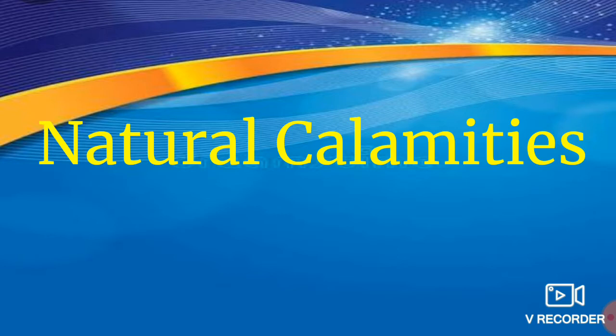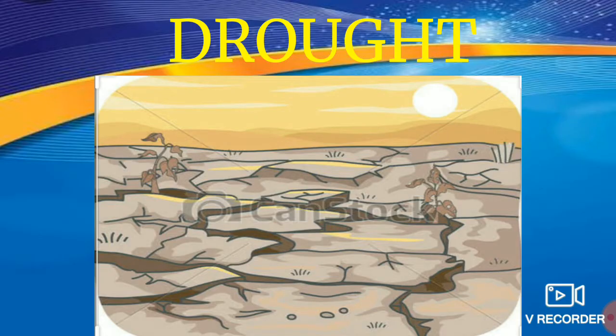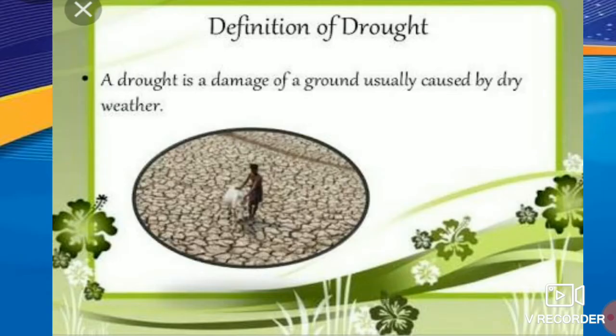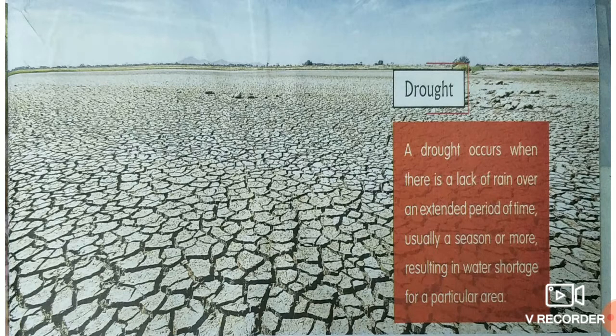Okay children. So the first one, drought. A drought is a damage of ground usually caused by dry weather. A drought occurs when there is a lack of rain over an extended period of time, usually a season or more, resulting in water shortage for a particular area. So a drought is a natural event caused by dry weather or high pressure.